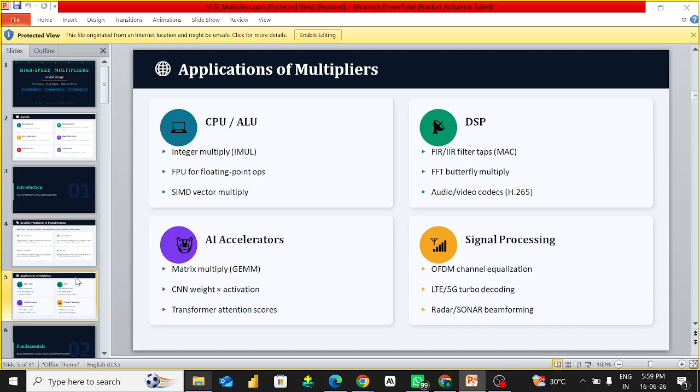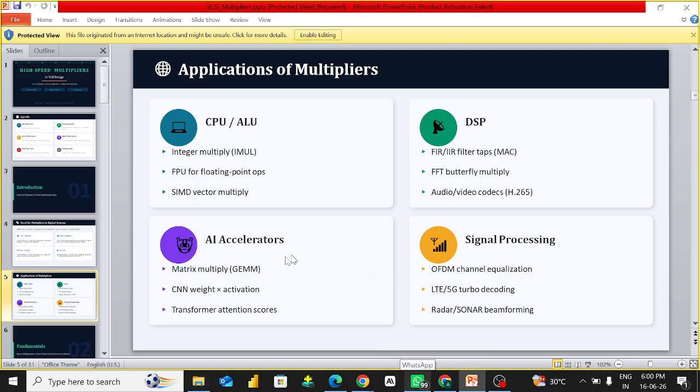Inside DSP, like signal processing, multiplication is everywhere. For example, audio processing, video processing, filters, FFT, FIR, IIR, like that. Everywhere inside your DSP, multipliers are used. Like that also in AI accelerators and signal processing.